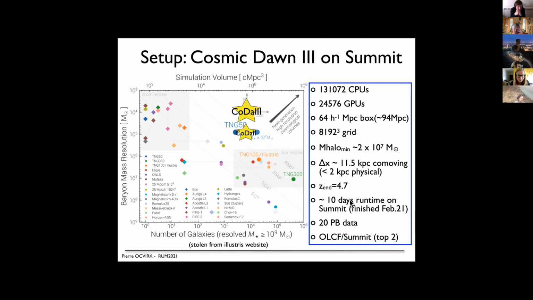Okay, but it wasn't 10 days next to each other. These 10 days were spread over a period of about 2 months, in which you have bugs coming up, you have things crashing, you have all sorts of possible trouble that you have to fix in order to actually get the simulation done. And it produced about 20 petabytes of data, so that's a lot of data.